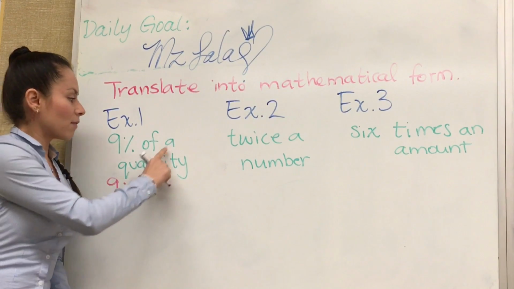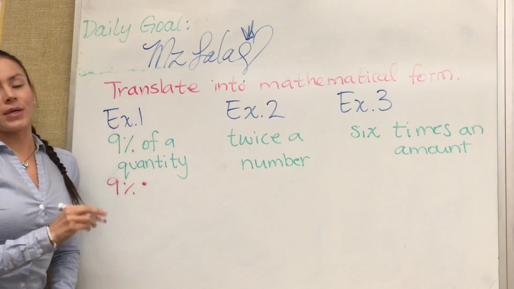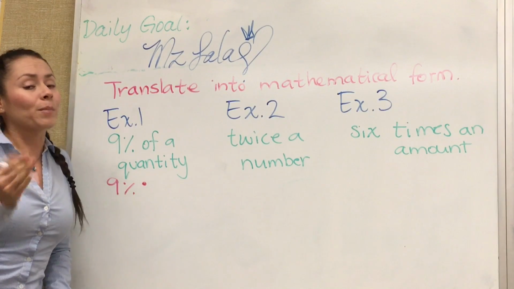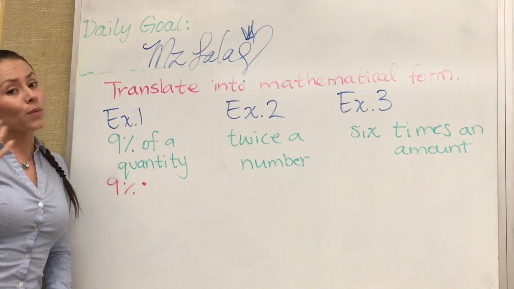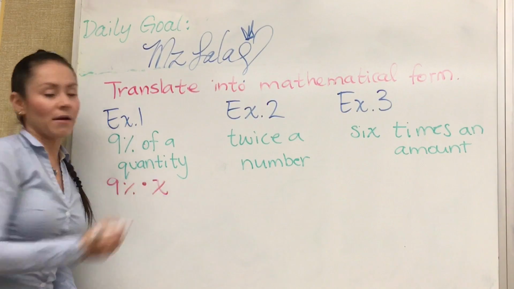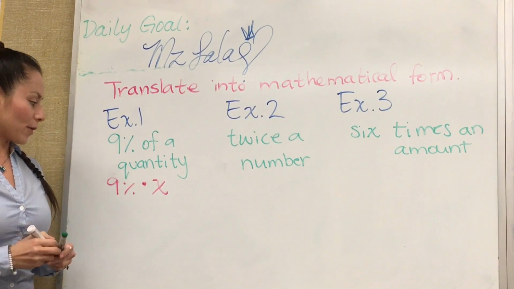So 9% of a quantity. Since we don't know what this quantity is, you cannot give it a value. You cannot say 10, you can't say 5, you can't say 1, you can't say an amount because we don't know. So whenever we don't know what that value is, we always represent it with a variable. In this case, I'm using X, but you could use A, B, C. Doesn't really matter what variable you use.